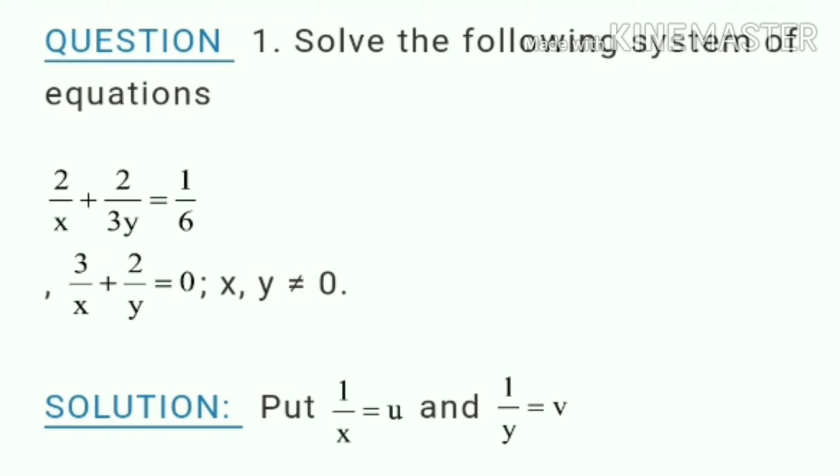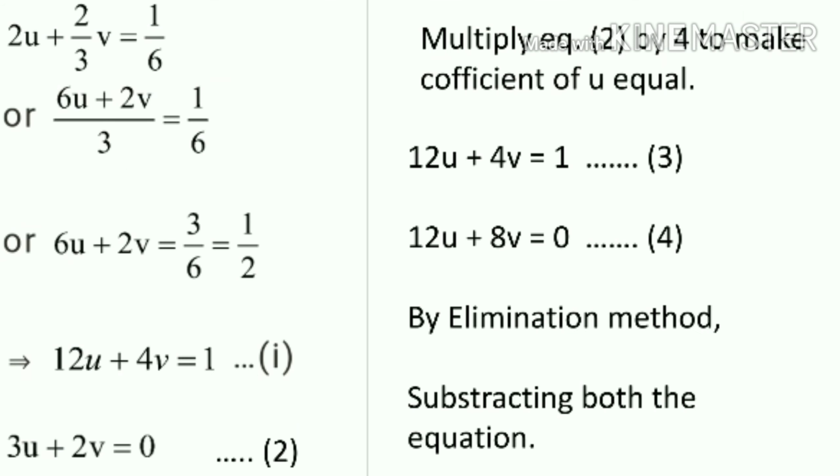Here we are taking, in place of 1 upon x, we can write u, and in place of 1 upon y we can write v. Okay, so see what changes occur. It will be converted as 2u, because 2 upon x was here, and 2 upon 3v is equal to 1 upon 6. Okay, and we can take the LCM of this equation. So LCM will be 3, and 3 times gives 6u plus 2v is equal to 1 upon 6.